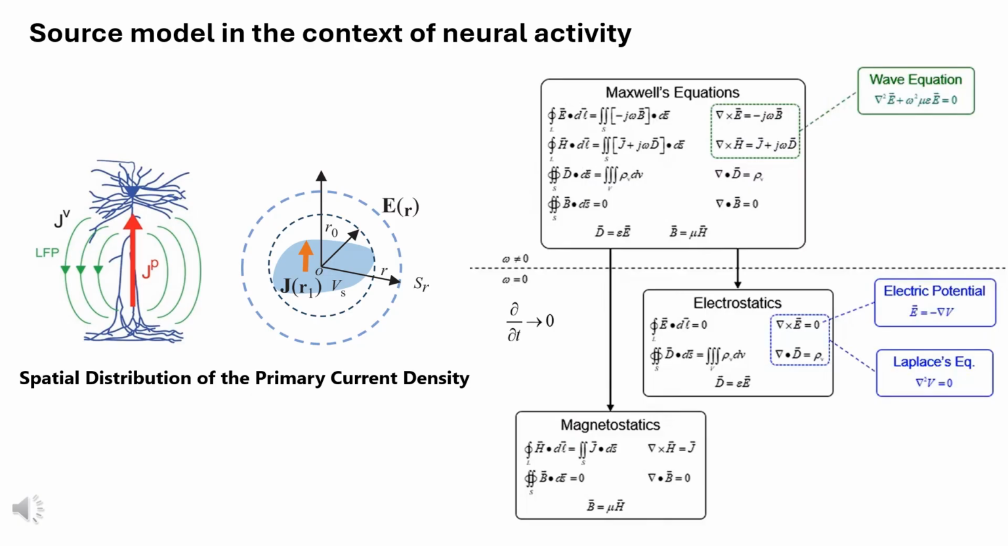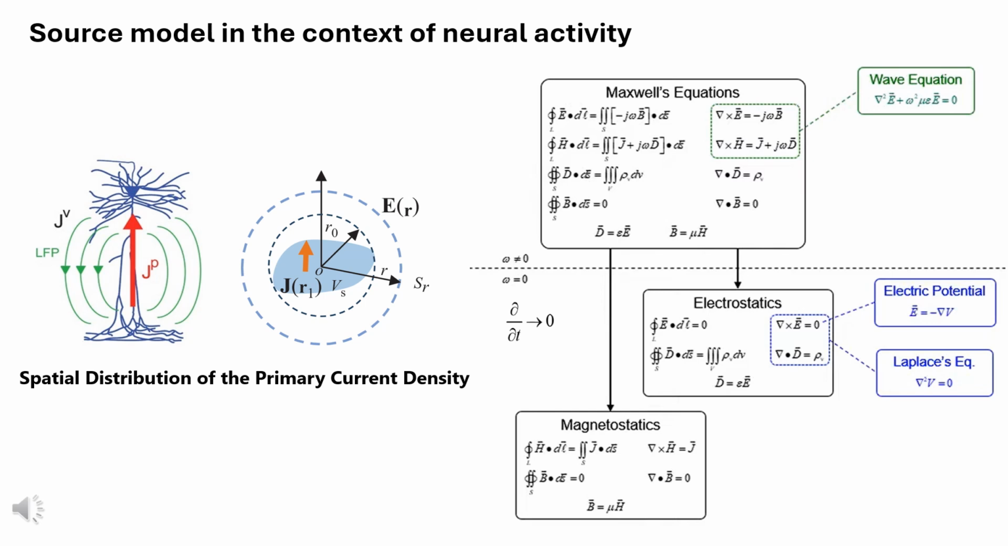A source model in the context of brain electrical activity is a mathematical formulation that characterizes the primary current density generated by neural sources within the brain as a function of both space and time. The source space is defined by all parameters of a parametric source model, effectively spanning the possible configurations of the neural activity.